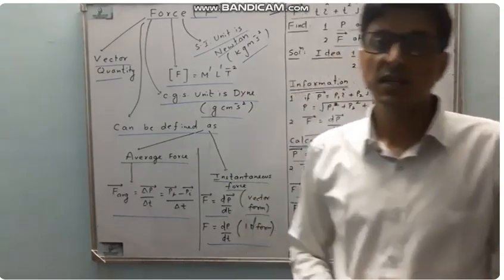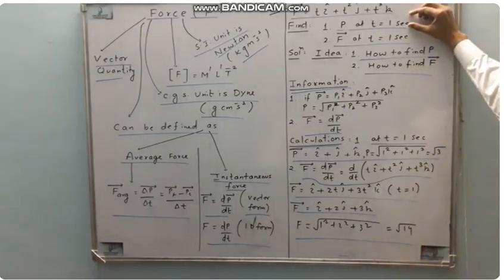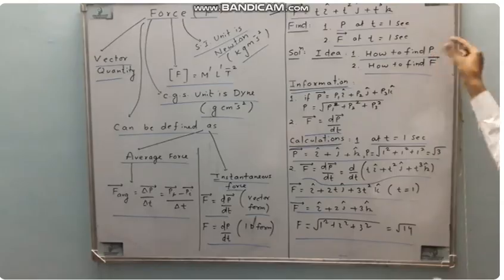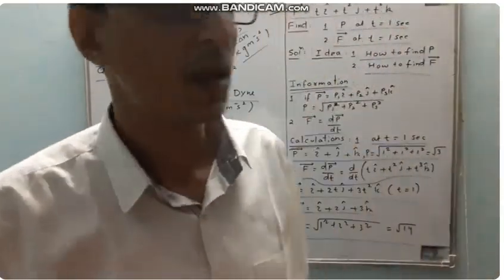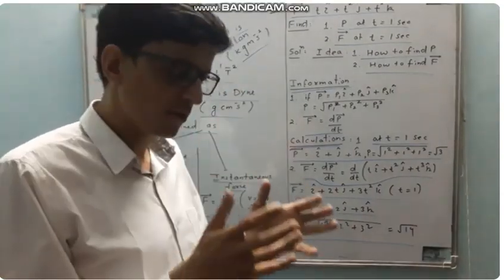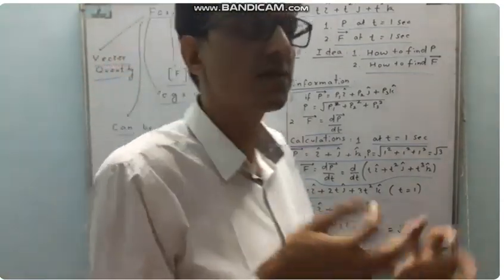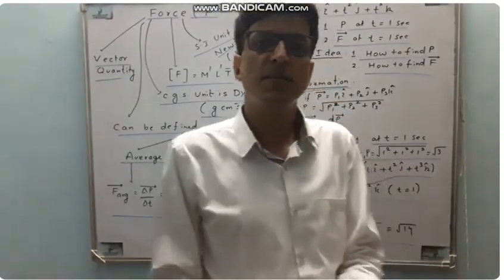Let's work on the idea. The idea is that we need to find the magnitude of P. So the idea is how to find P. Just think, rack your brain for how you will find P, and the second is how to find vector F. Whether you learned somewhere how to find P and how to find F. This is how your mind will develop.